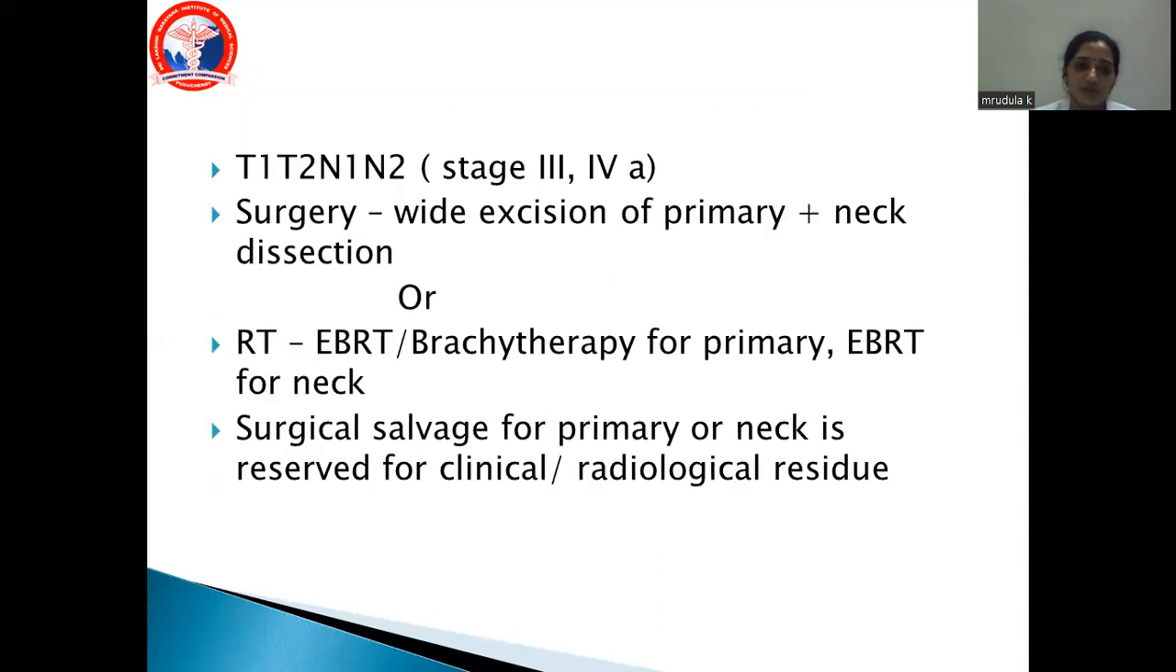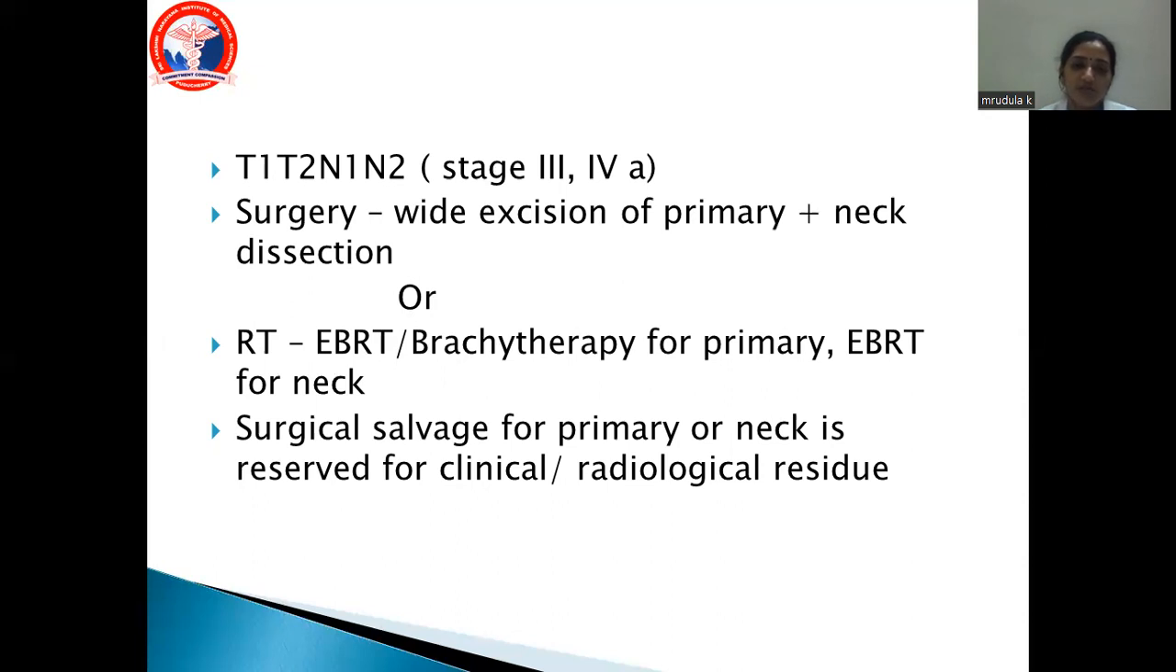T1, T2, and N1, N2, that is stage 3 and 4A. Surgery, which is wide excision of the primary tumor, and neck dissection can be done. Or radiotherapy, which includes EBRT or brachytherapy for primary, followed by EBRT for neck.